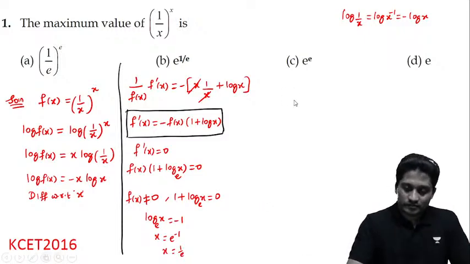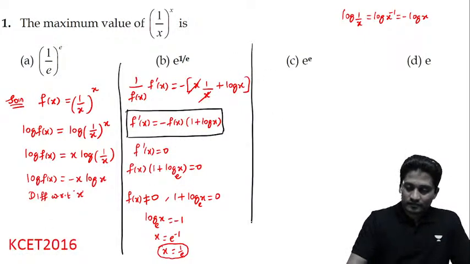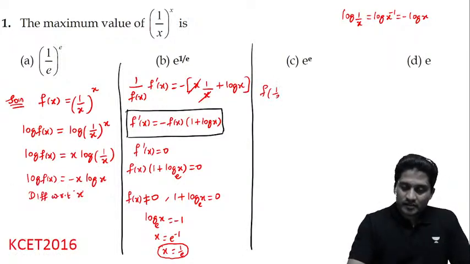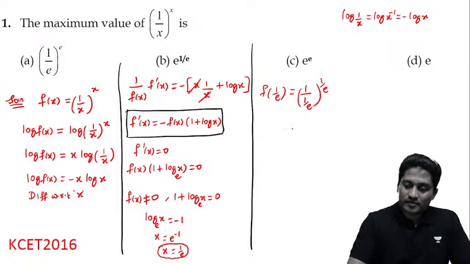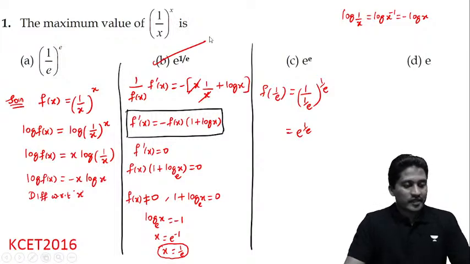Right, now x is equal to 1 by e. Now f(1/e) is equal to 1 divided by (1/e) whole to the power of 1/e. This is e to the power of 1/e. Answer is option. Right, let's move to the next question.